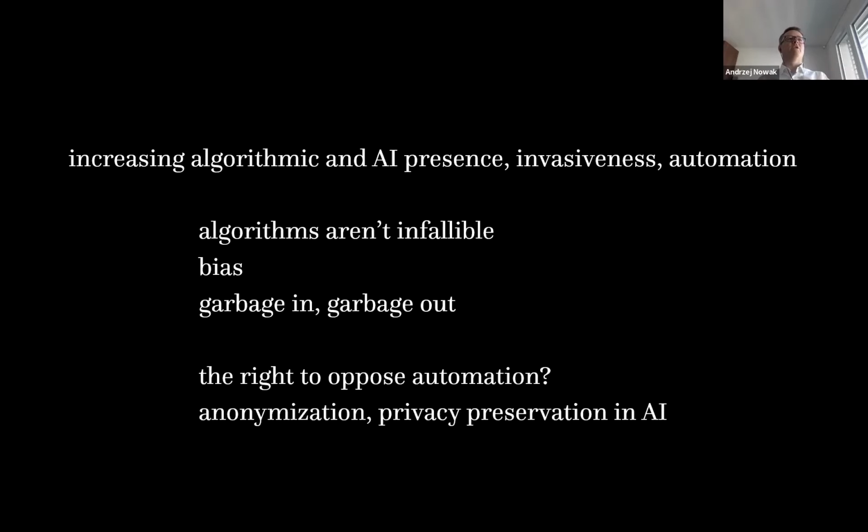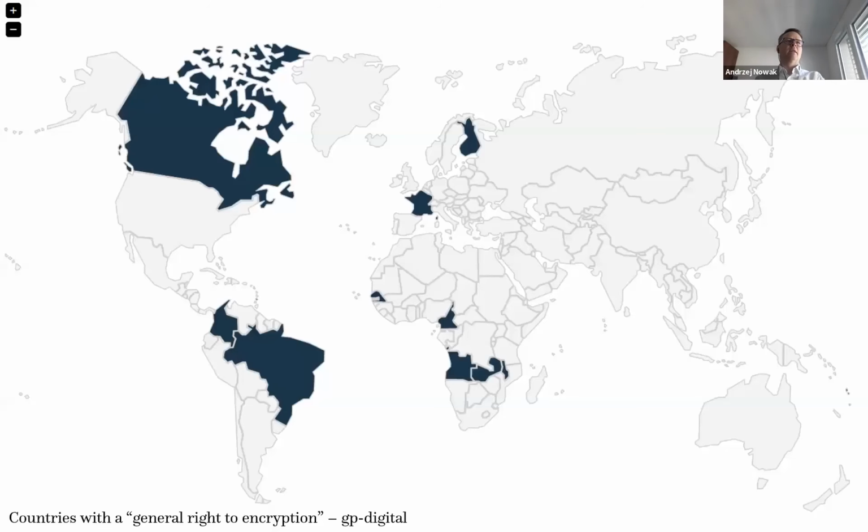And on top of that, what's being used across the world really relates to an increasing algorithmic and AI presence, invasiveness, automation. We know that algorithms are far from infallible. We know that there is bias built into those algorithms, either by accident or by the data that was fed to them. So basically garbage in, garbage out. And the question is, do we even have the right to oppose automation? Do we have the right to be anonymous, to preserve our privacy when AI is processing the information about us, and so on and so on? There are lots of very good books around that that I will link in the backup on the last day.